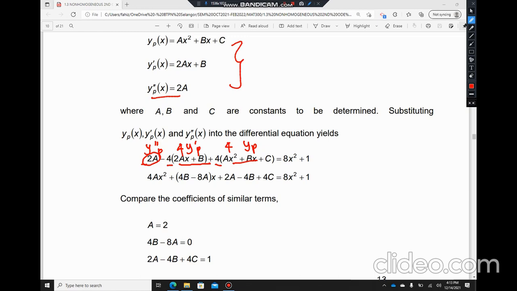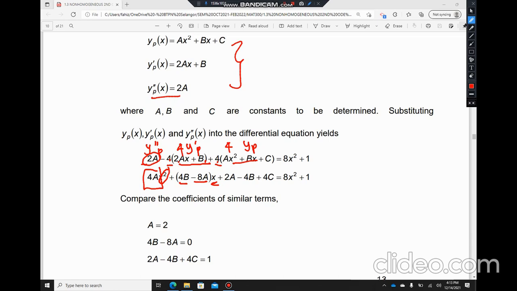Okay, next kita susun balik ikut koefisien yang sama. Okay, contohnya kat sini 2a minus 4 times 2 dapat 8ax. Plus 4 times b, 4b, and then 4ax square, 4 times b, 4bx, plus 4c. Okay, so kita kumpulkan yang x square, dia cuma ada 4a. And then yang x, dia ada function kat sini 4b minus 8a. Yang ni kan, 4b dengan 8a. Kat mana? 2a.